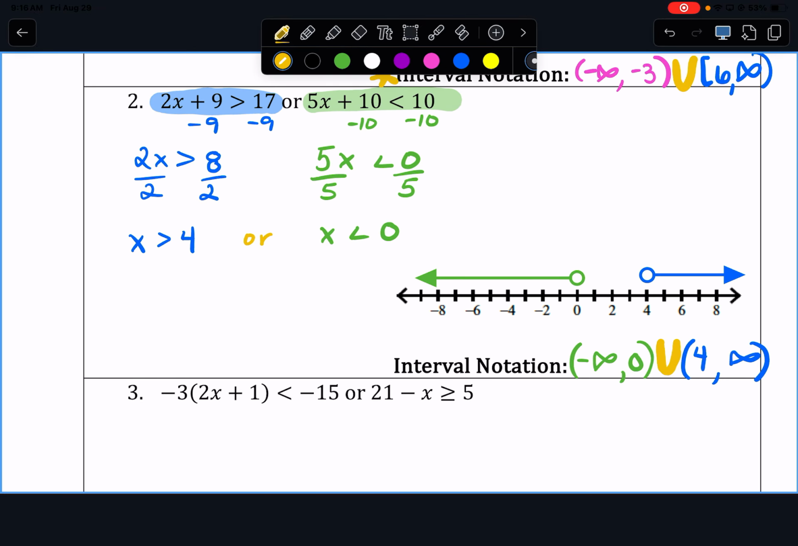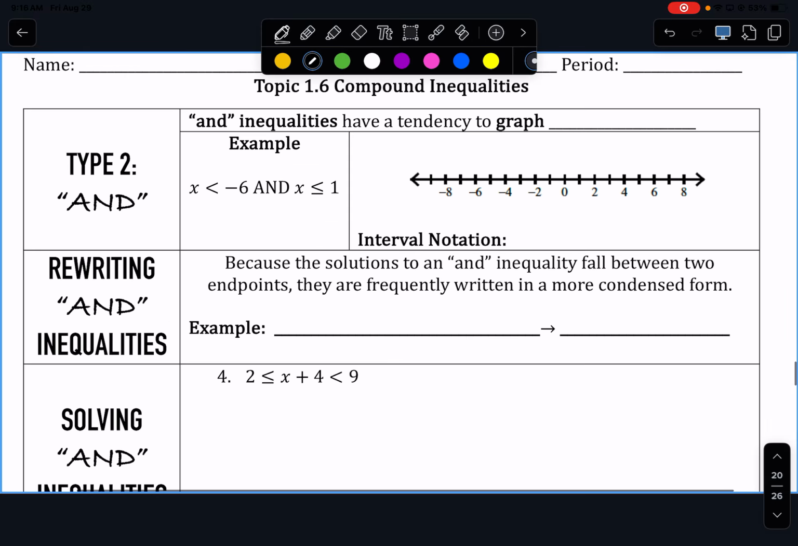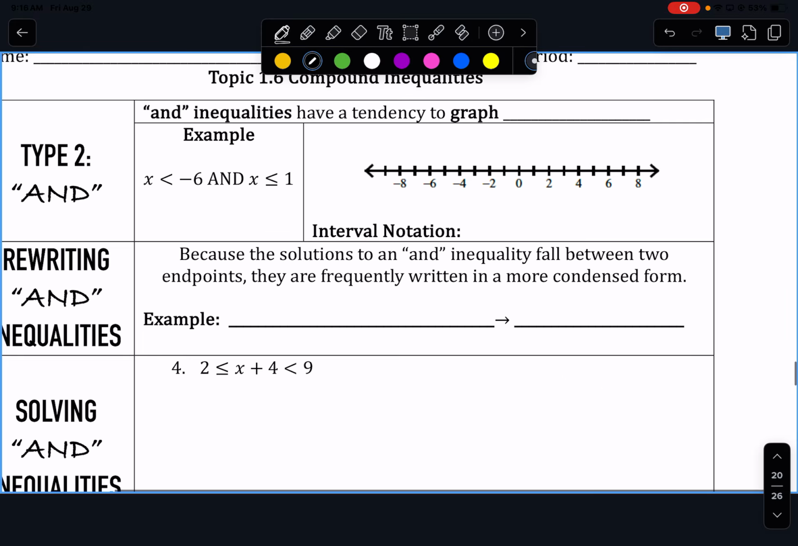Now, number 3, I have a typo on number 3, and you can solve it. But it's not an or inequality, so we're just going to skip it. And we're going to go ahead and talk about and inequalities. Okay, so type 2 is and. So and inequalities have a tendency to graph together.